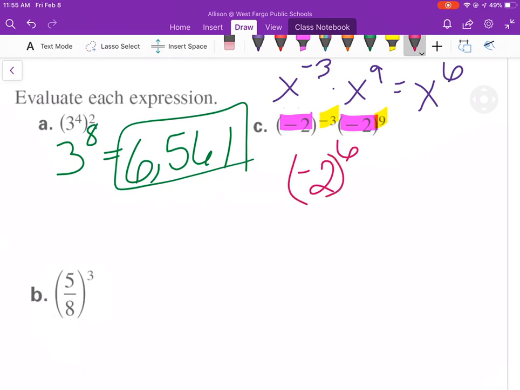We always put parentheses around negative numbers. Now negative 2 to the 6th is negative 2 times itself 6 times. You end up with a positive 64 as an answer there.